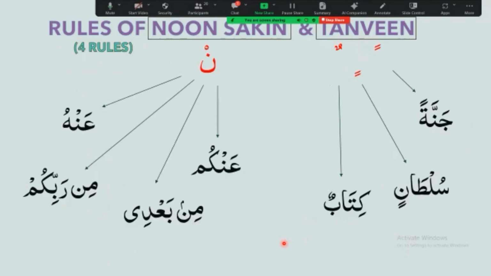What you need to remember for now is that you are supposed to look at the noon sakin whenever it comes in any word. And also you are going to see dhamma, kasra, and fatha tanween as well, because they also have a noon sakin hidden in them. So these four possibilities are common to noon sakin or any tanween of these three. Sometimes we hide the sound of the noon, and sometimes we join the sounds. So these are four possibilities, common to both noon sakin and tanween.